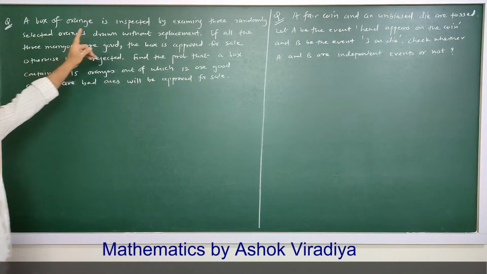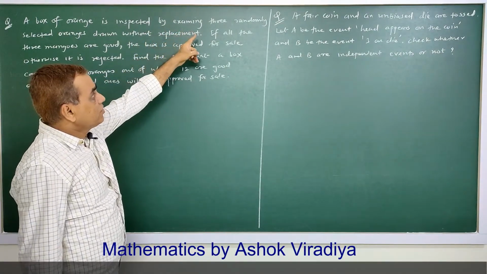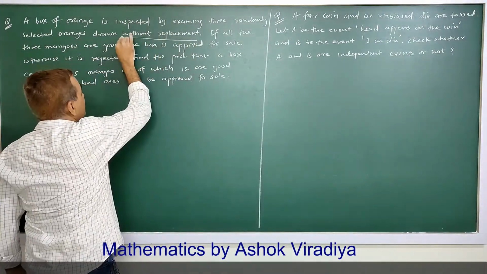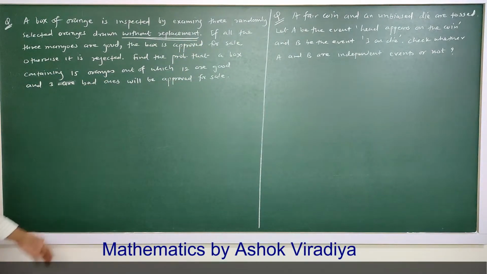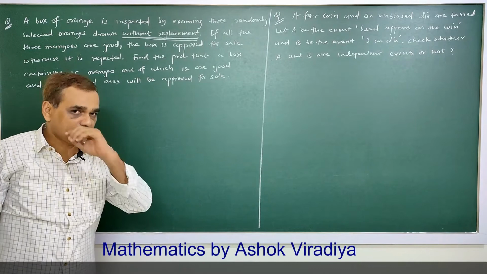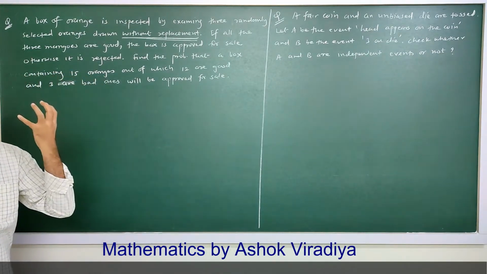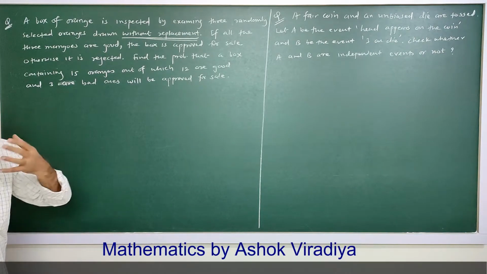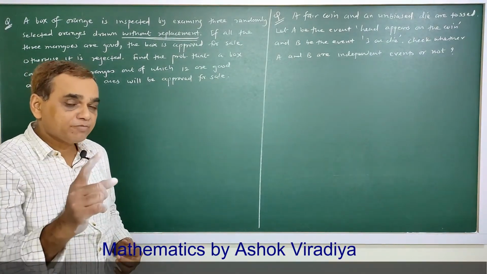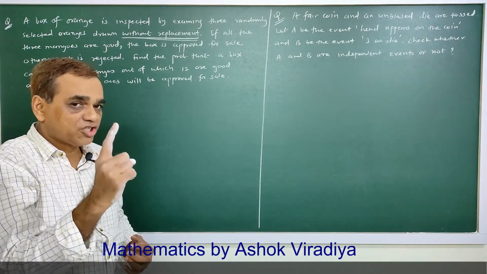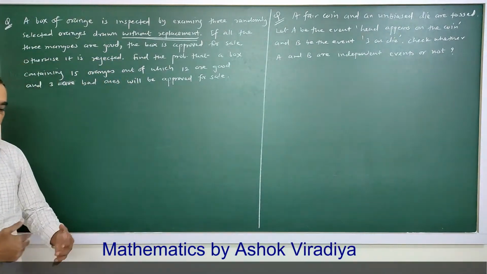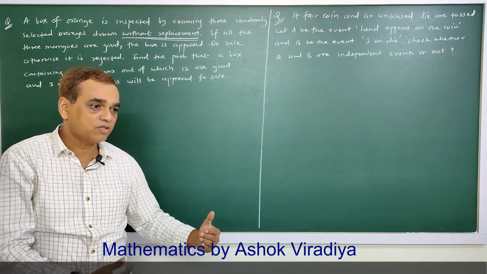A box of oranges is inspected by examining 3 randomly selected oranges drawn without replacement. Note this word, without replacement. That means you select one orange randomly, then don't replace it. Without replacing it, take the second orange, then take the third orange. So see, every time one orange will be decreased in the box. So each next event is dependent on the previous one.